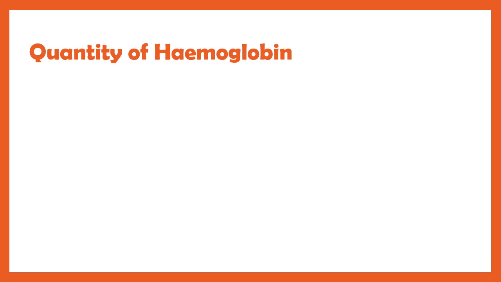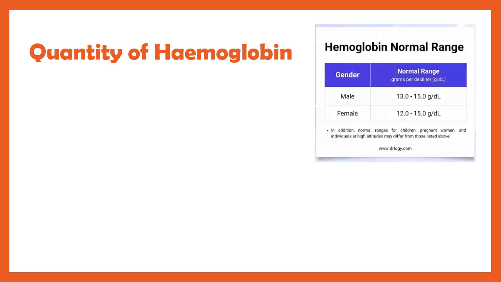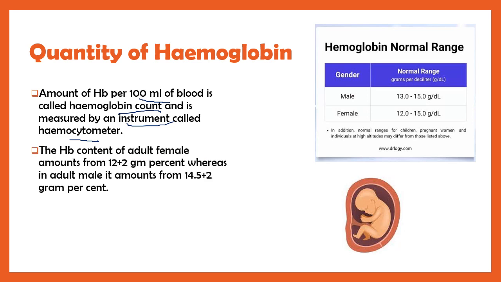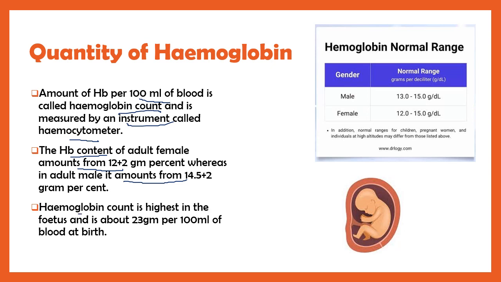Now let's discuss the quantity of hemoglobin in the human body. The amount of hemoglobin per 100 ml of blood is called the hemoglobin count, and it is measured by an instrument called a hemocytometer, as we discussed in the previous video. The hemoglobin content in females is about 12 plus or minus 2 gram percent, whereas in adult males it is around 14.5 or 13 to 15.5 gram per deciliter. And the hemoglobin count is highest in the fetus, because it needs more oxygen, that is 23 gram per 100 ml at birth.